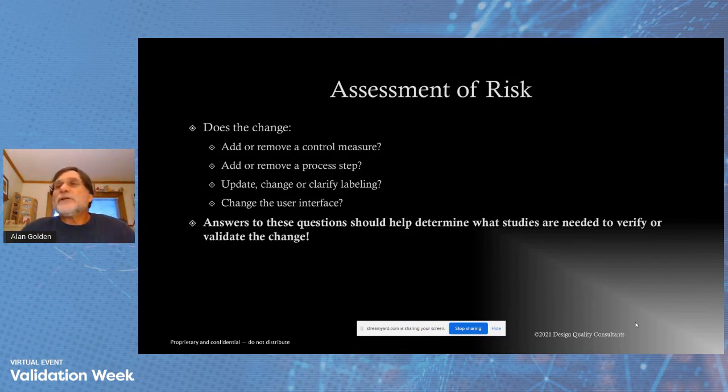Is there a change to the user interface? If there is, you may want to think about whether I am decreasing the risk for the user pushing the wrong button or not being able to hear an alarm, whatever. But you need to answer these questions. Importantly, answers to these questions should help drive what studies you need to verify or validate that change. So as part of your change control impact assessment, assessment of risk is one of the primary drivers as to what you need to do to show that that change has either no impact or a positive impact on your product.